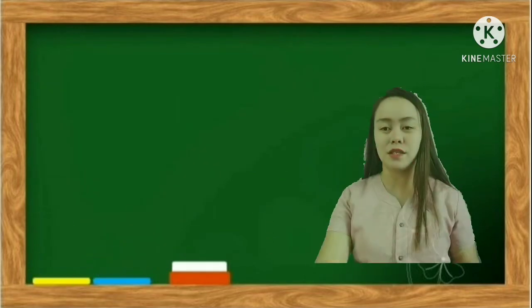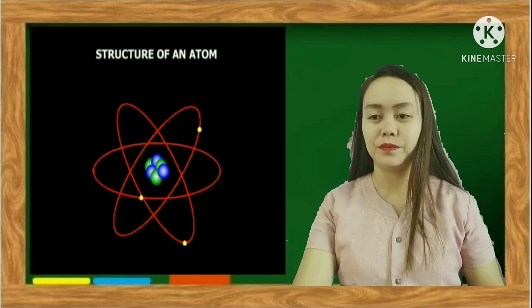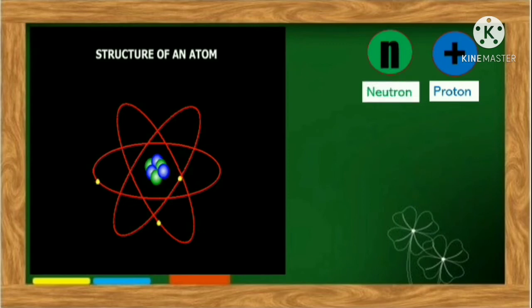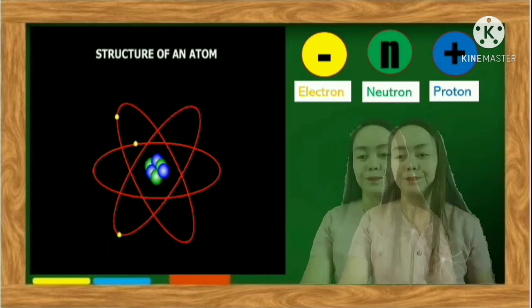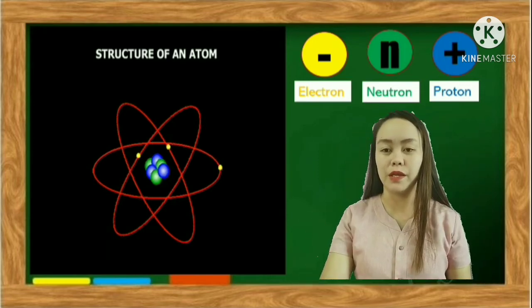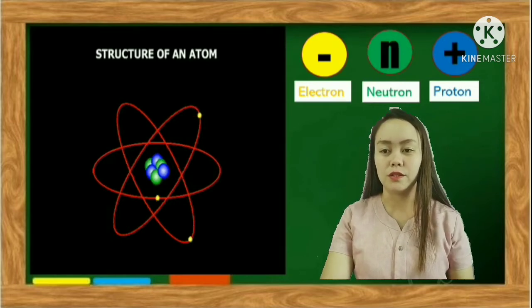Here is a structure of an atom. Take a look at the illustration. In the illustration, protons, represented with color blue, and neutrons, represented with color green, can be found inside the nucleus, while the electrons, yellow, can be found outside. These are the three subatomic particles of atom. Again, we have proton, neutron, and electron.